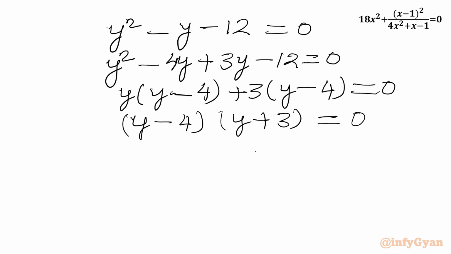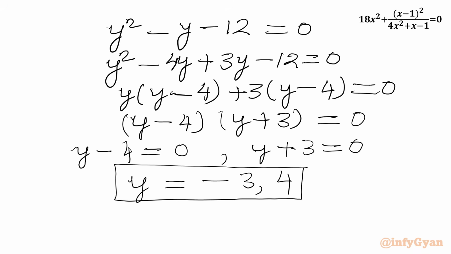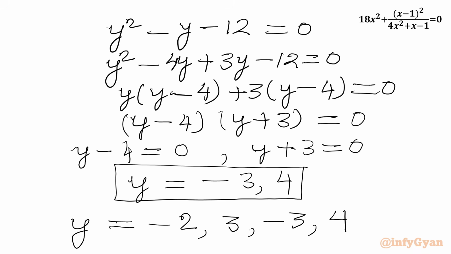Now we will use the product zero rule. So either y minus 4 equal to 0 or y plus 3 equal to 0. Now we will get y equal to 4 and y equal to minus 3. We have 4 y values. If I write the overall numbers, then it is minus 2. The second value was 3. Third is minus 3. Fourth is 4.